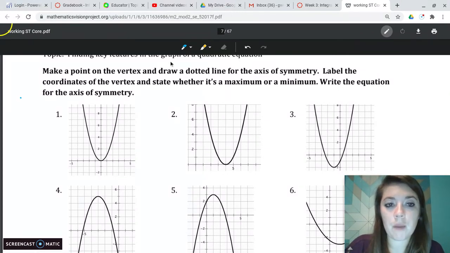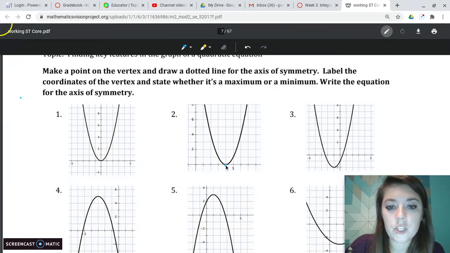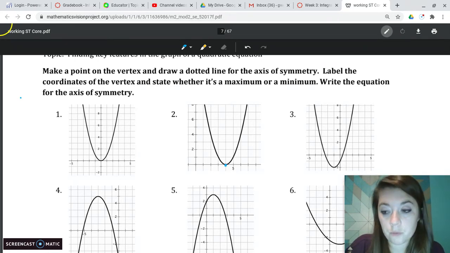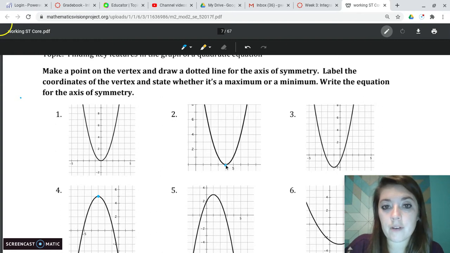So first, let's make a point on the vertex. Now the vertex is the top or bottommost point. Let me make this a little bigger. So this right here is the bottommost point of the graph. So this is our vertex. Now, like I said, a vertex can also be the topmost point of the graph. So over here, number 4, it would be right there. That would be the vertex.